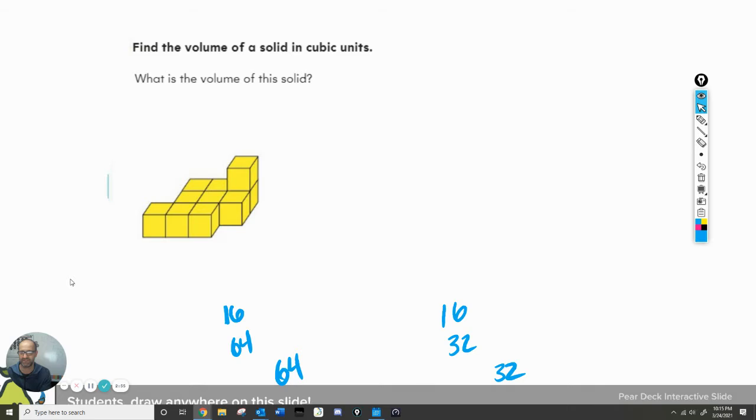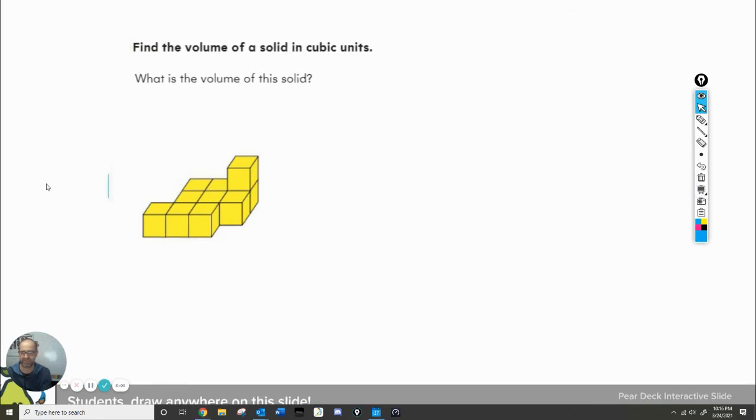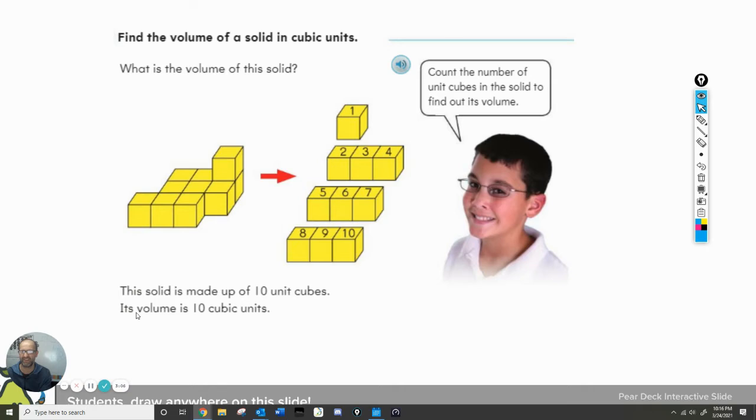All right, what is the volume of this solid? You should be able to count up the squares in the time it takes me to delete that. Excellent. Did you say 10? I hope you said 10, because it's 10, right? All right, let's move on.